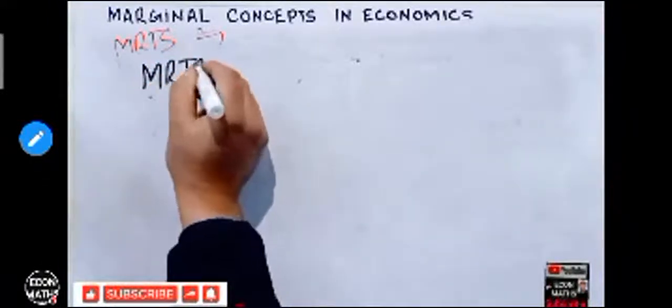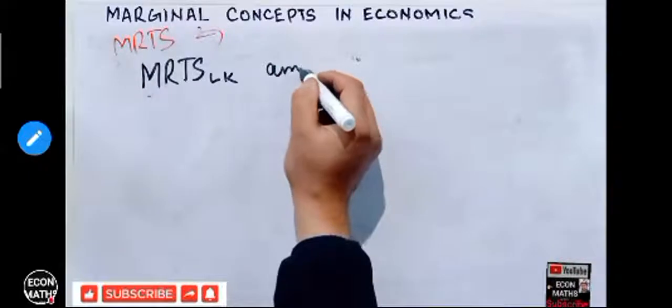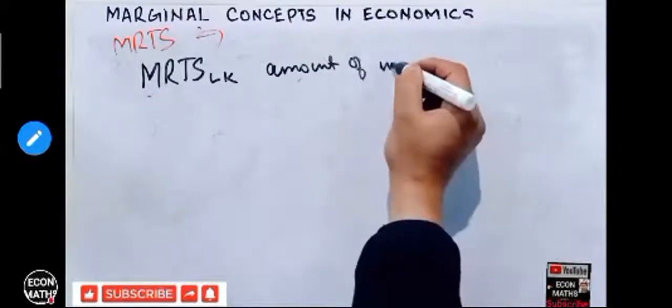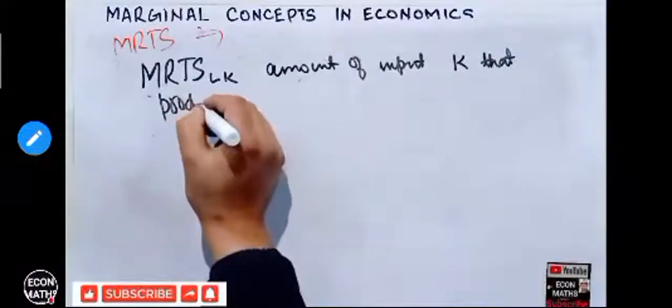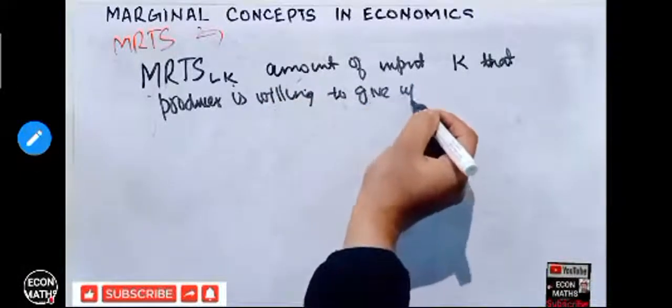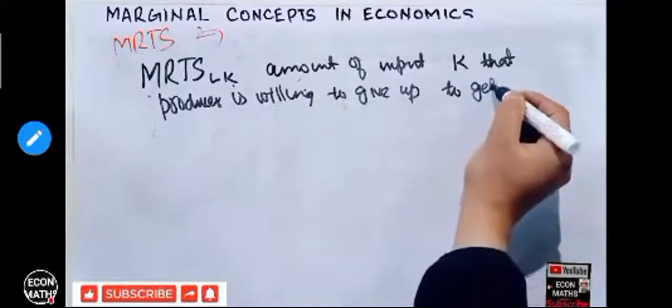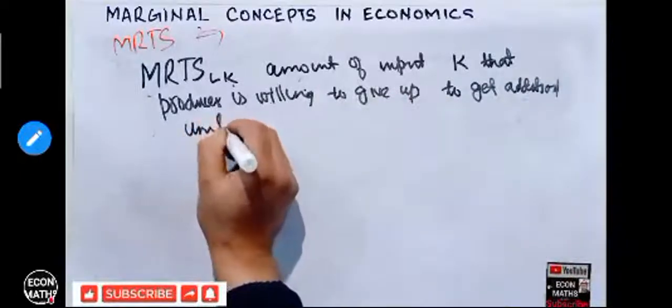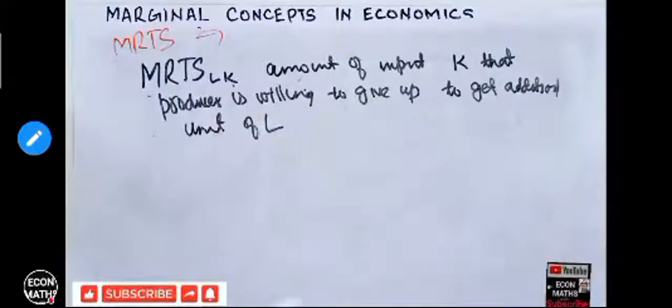Let us say if we have MRTS between labor and capital, it means the amount of input K that the producer is willing to give up to get an additional unit of labor.